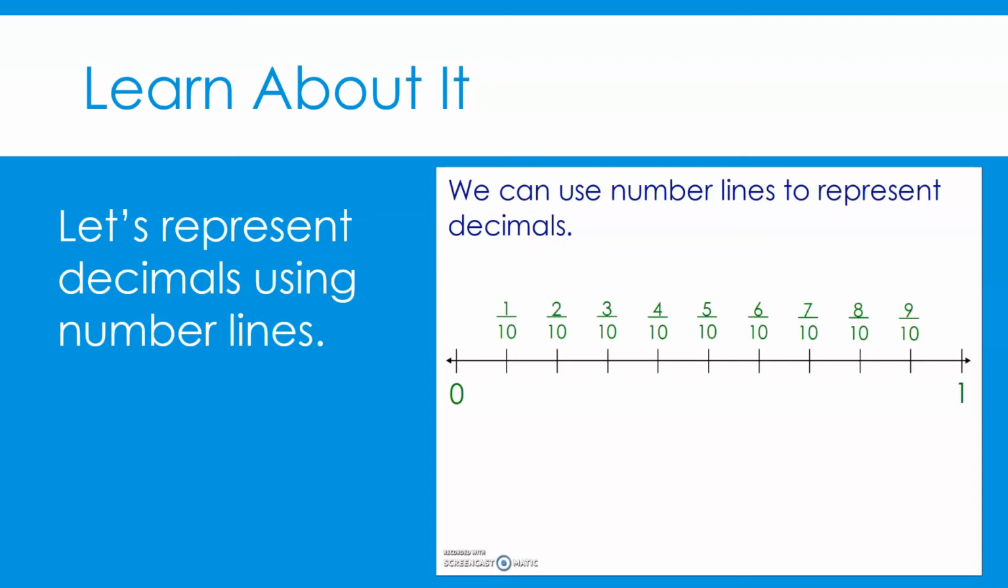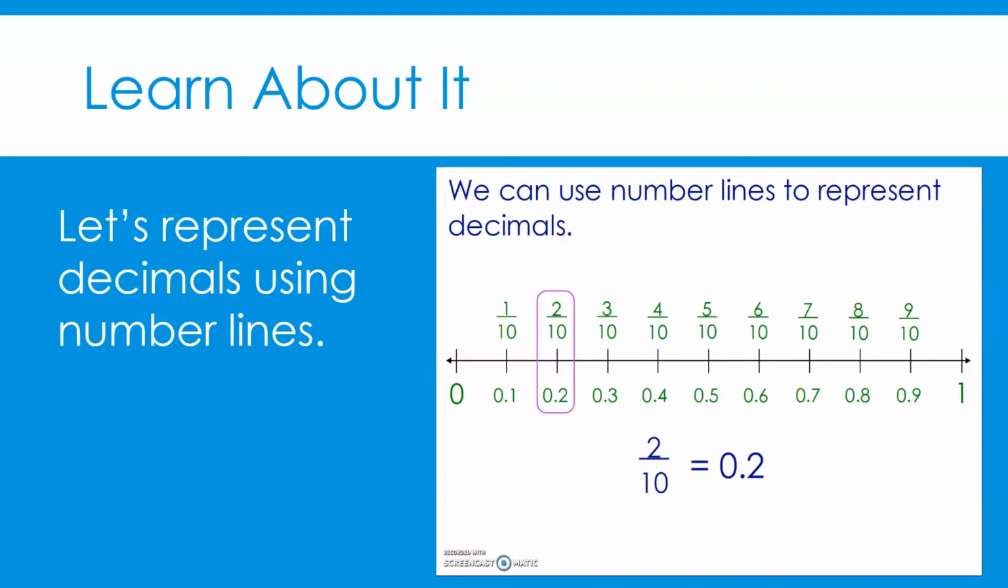We can label the number line as 1/10, 2/10, 3/10, 4/10, 5/10, 6/10, 7/10, 8/10, and 9/10. We can see from the number line that the fraction 2/10 is equivalent to the decimal 0.2. They represent the same location on the number line.